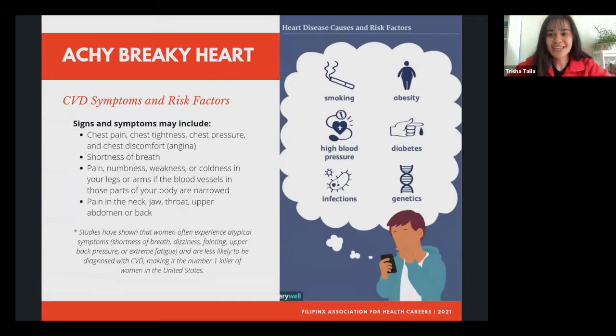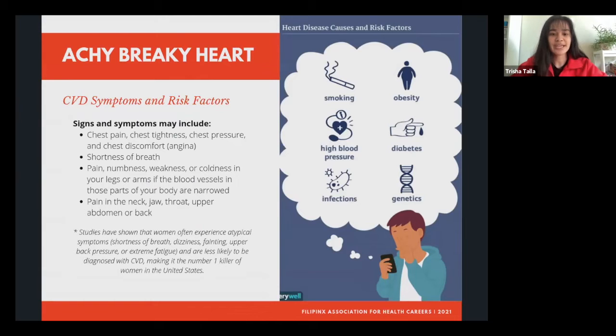So now we're gonna talk about the risk factors and the symptoms. It's called achy breaky heart, this section. Okay, so the signs and symptoms can include chest pain, chest tightness, chest pressure, and chest discomfort, also known as angina, and shortness of breath.